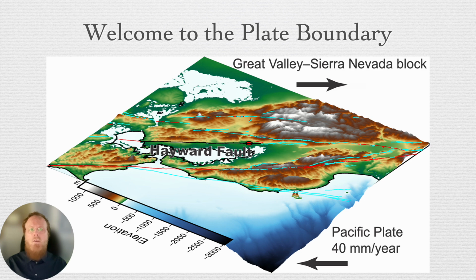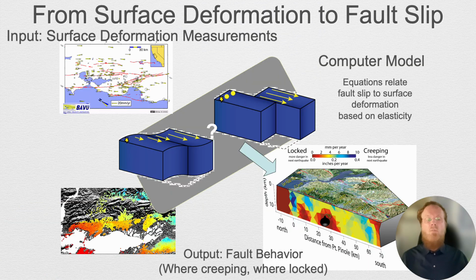The Hayward Fault is part of the plate boundary between the Pacific Plate and North American Plate, a portion that's represented by the Great Valley Sierra Nevada block. The Hayward Fault shares the strain of the plate boundary with the San Andreas Fault to the west and the Calaveras-Concord Fault system to the east. We use surface displacement measurements measured with GPS, InSAR, and other methods, and a computer model of elasticity to relate these surface measurements to fault behavior at depth.